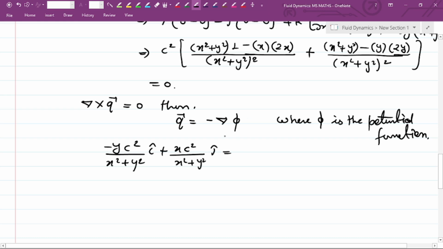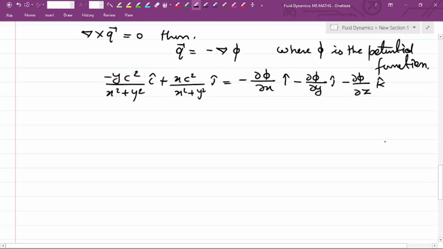And what is the value for this? It is basically dou phi by dou x i cap, minus, because minus is here, dou phi by dou y j cap, minus dou phi by dou z k cap. So on comparing both sides, we'll get the potential function.